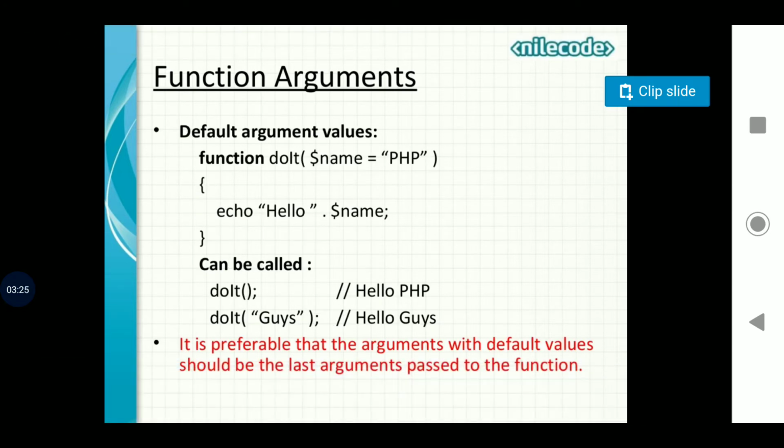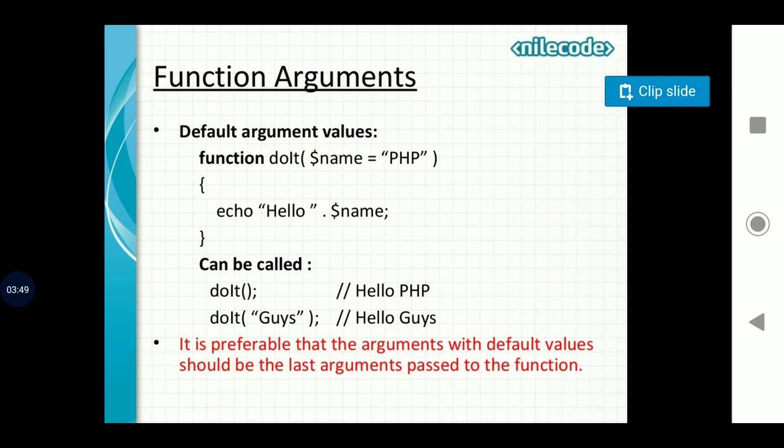Also we can have functions with default arguments. Suppose you may have a function with no argument, or you may have a function with an argument. In the first case, we have the do it function which is having no argument. Still the function will be called, and name is equal to PHP will be the default value that will be assigned to the name variable.